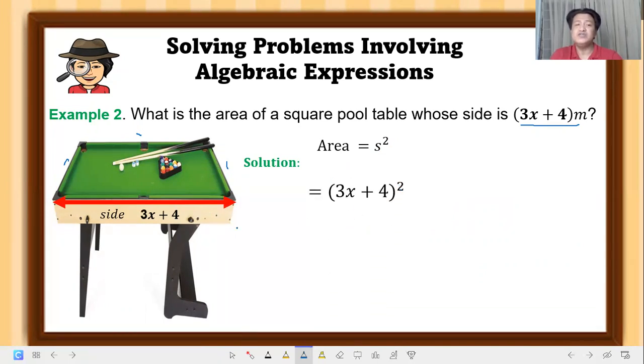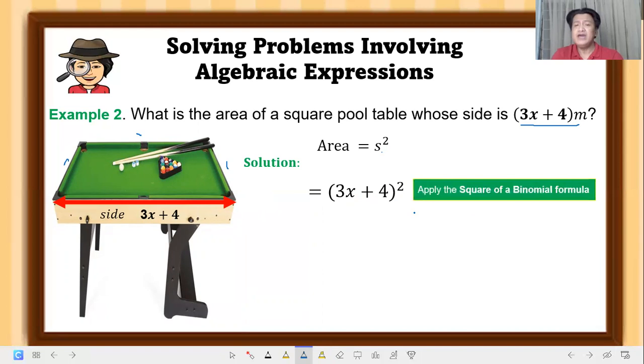We have to substitute the given side, which is 3x plus 4 doon sa formula natin. Okay, ito yon. And kung mapapansin natin daw, what is 3x plus 4 squared? Kung babalikan natin special product formula, dapat ma-recall natin, we can apply the square of a binomial. Okay? Ano ba yung formula natin dyan? So this is a squared plus 2ab plus b squared.